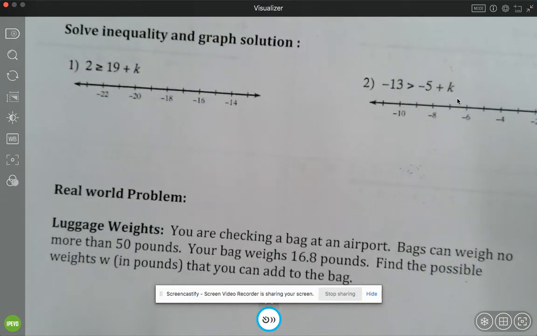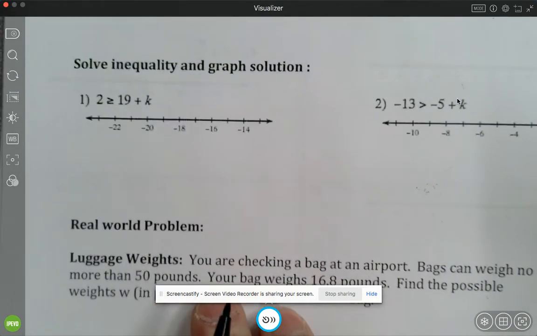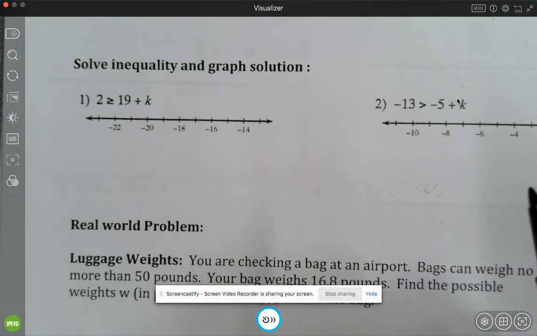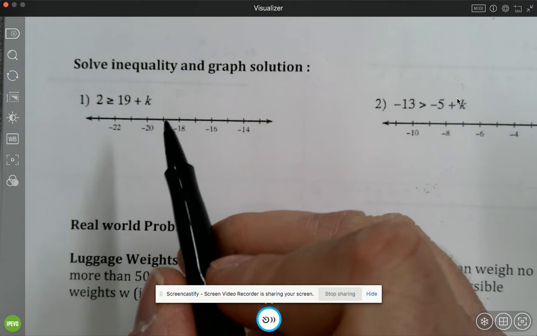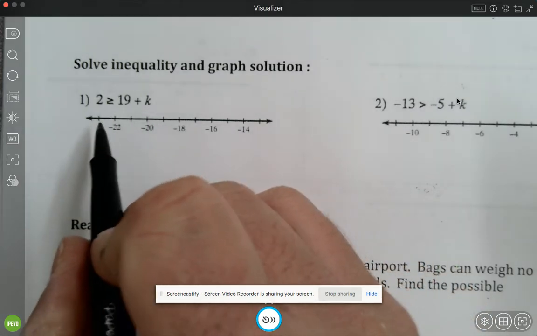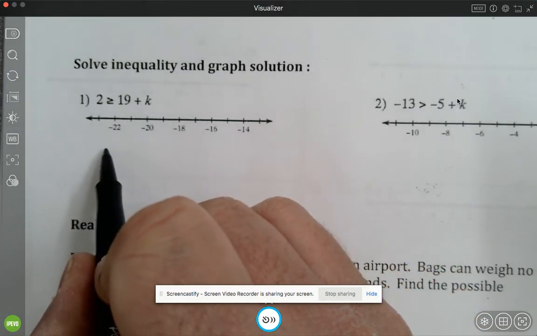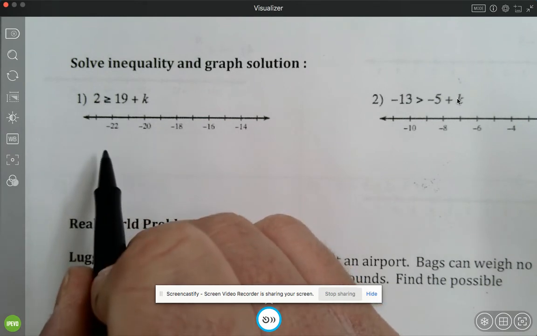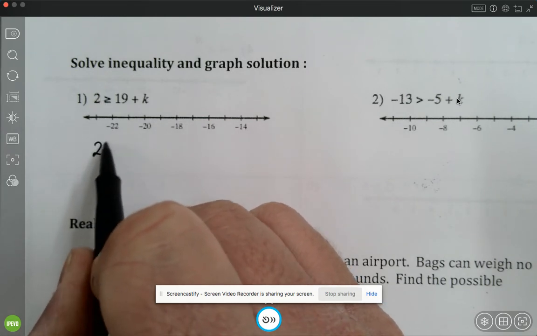So how do you solve some of these inequalities that have addition or subtraction? Well, the same way you always solved the other ones when they were just normal equations. So just imagine that the inequality is the equal sign. So I'll write it lower here.